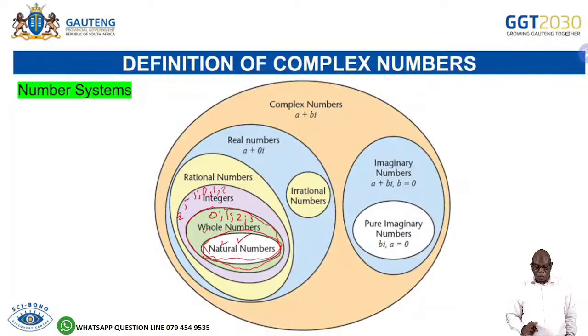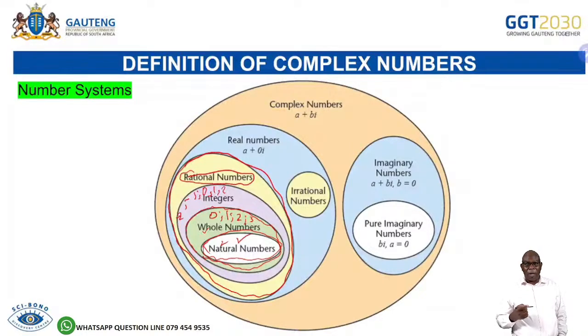Now, all those ones, you can see the whole circle here, we have rational numbers. In other words, what are rational numbers? They are all numbers that can be written in the form a over b, where b is not equal to 0, and a and b are elements of the integers. So these are your rational numbers.